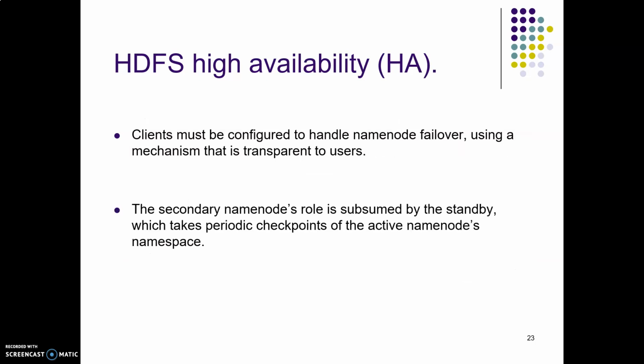The clients must be configured to handle name node failover using a mechanism that is transparent to all the users, and the secondary name node's role is also subsumed by the standby, which takes periodic checkpoints of the active name node's namespace. That is, they are always updated whenever there is an update to the data. So the name nodes make use of the checkpoints wherever necessary, and if there is any failure, they will be rolled back to that particular checkpoint on the failover.